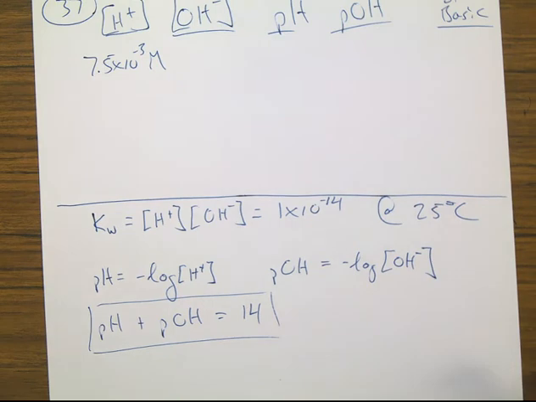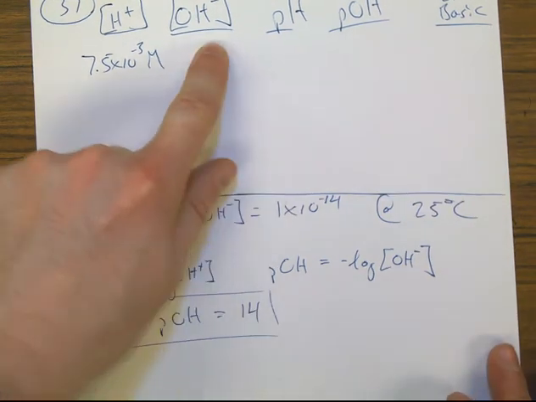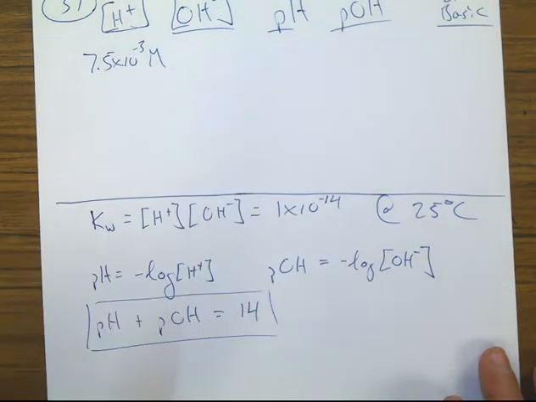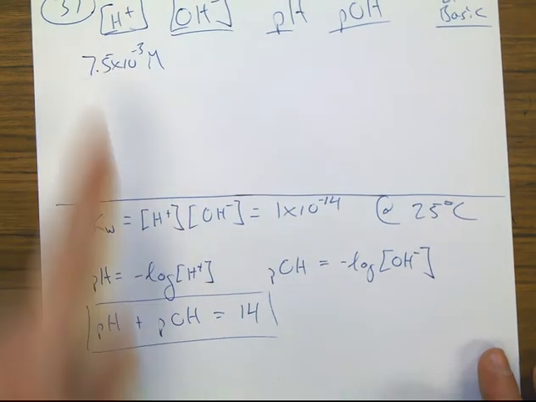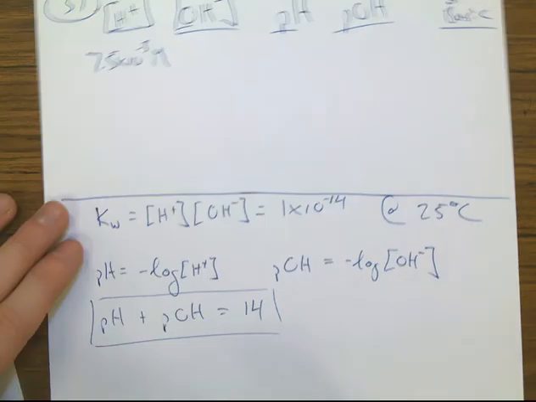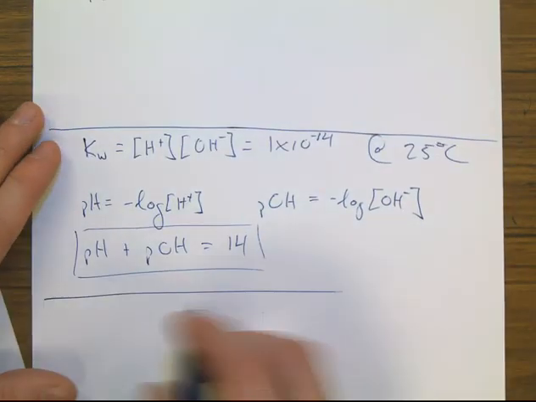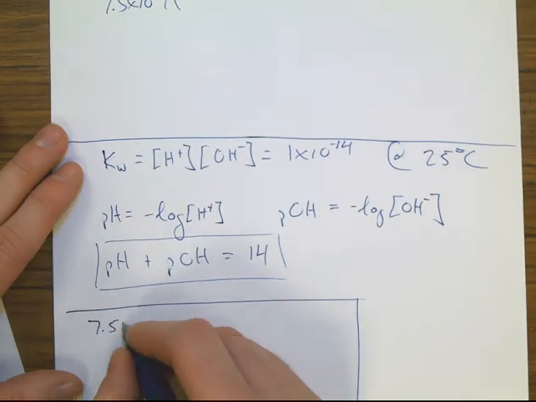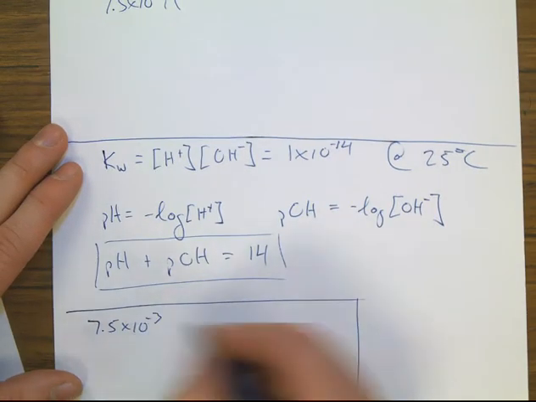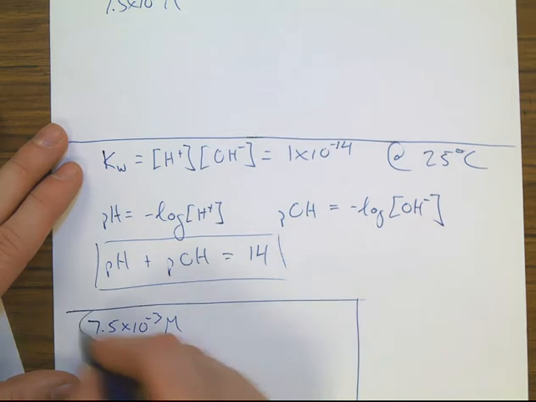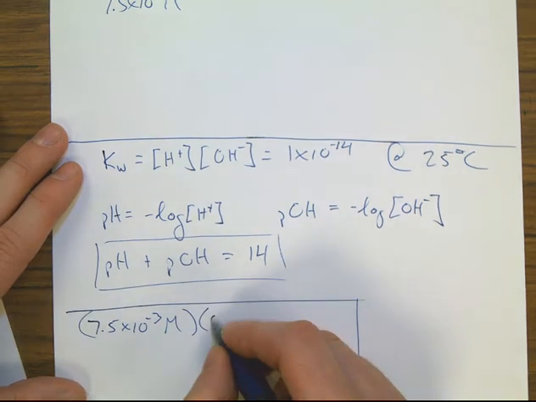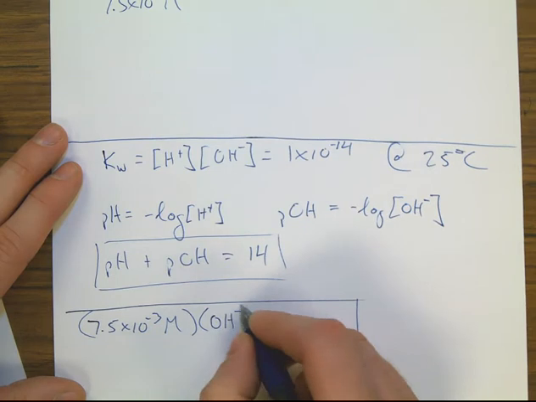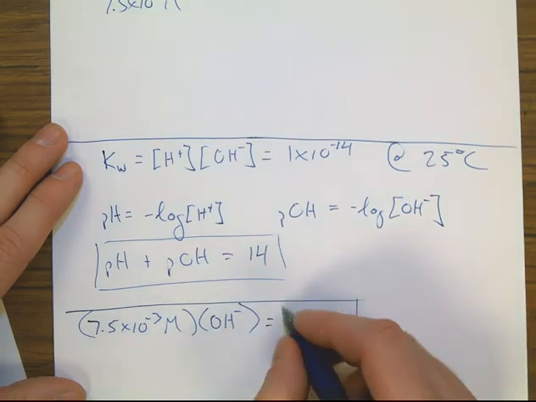All right, so let's begin with the math now. Now what we have to figure out is the hydroxide ion concentration. So to figure this out, I'm going to take my hydrogen ion concentration and plug it in right here. So let me show the work that I'm going to be doing for this particular problem. I'm going to put it in a little box. 7.5 times 10 to the negative third molarity, that's my hydrogen ion concentration. I don't know my hydroxide ion concentration, that's unknown. And I know that it's always going to be equal to 1 times 10 to the negative 14.